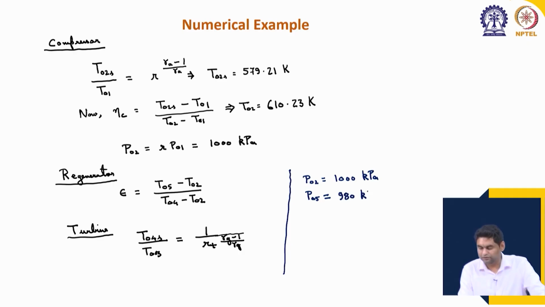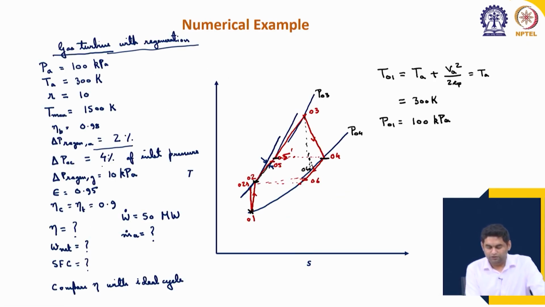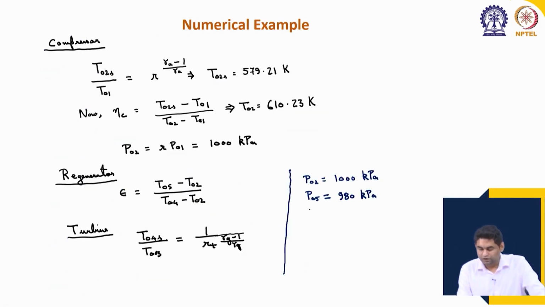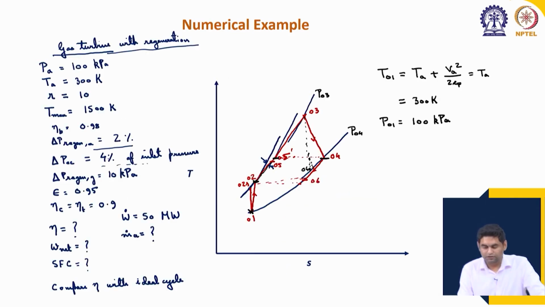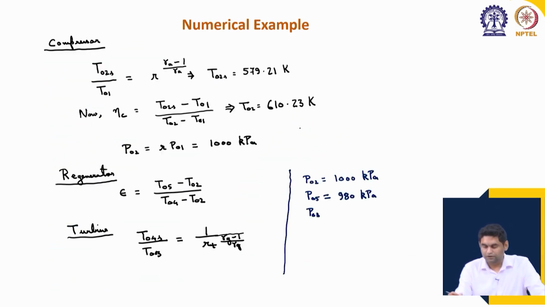I am directly writing, you should write the steps in between. Then there is a further 4% pressure loss in the combustion chamber, 4% of the inlet pressure to the combustion chamber. So, P03, the pressure after the combustion chamber, is 4% lower. This is 0.96 into P05, which comes out to be equal to 940.8 kPa. So, this is the pressure at the inlet of the turbine.